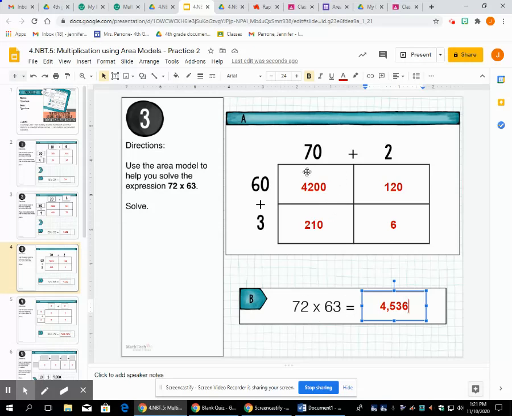So let's recap on what you need to do when you are using the area model. The first step that you need to do is break the number apart. It does not matter the order, but I usually just take that first number, I expand it and put it on top. Then I'm going to take my second number, expand it and put it on the side. I'm going to make my square and divide it into 4 sections.